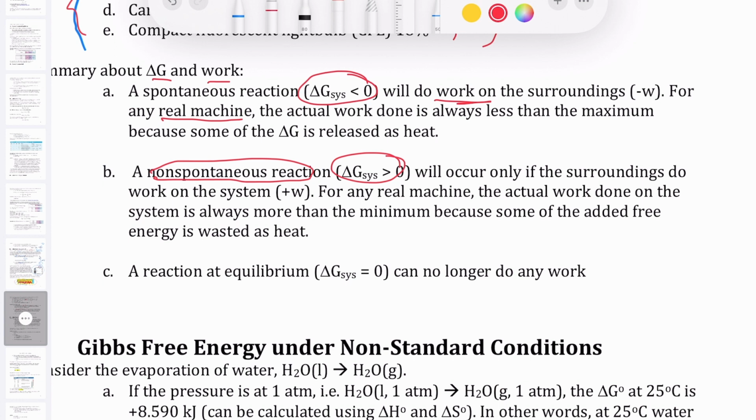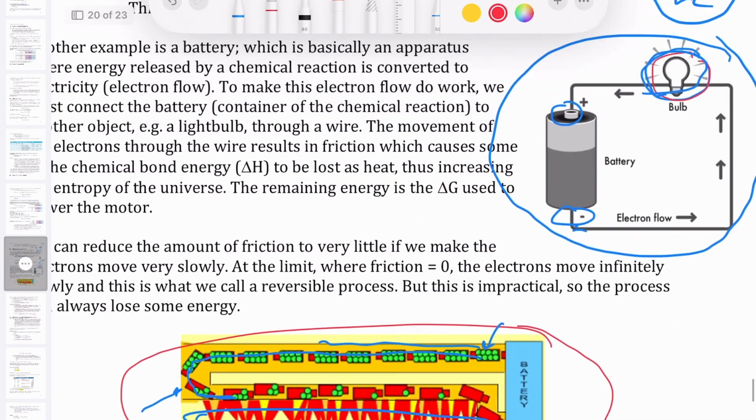If you're talking about a non-spontaneous reaction where your delta G is positive, then that's a reaction that will only happen if you put in at least that much work, the work quantity that is equal to the value of the delta G, okay? And then if you have delta G equals 0, then that tells you that your reaction has reached equilibrium and that it's not able to do any more work.